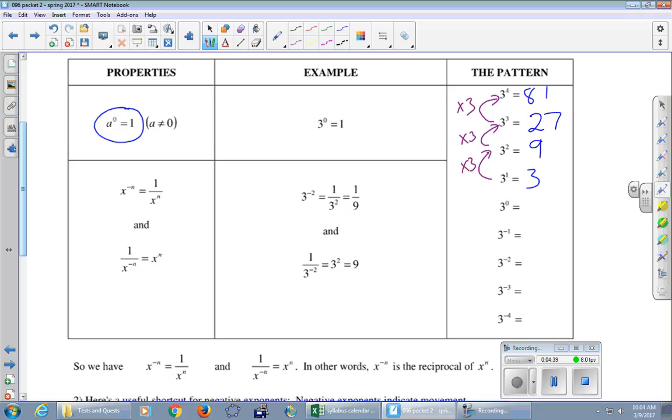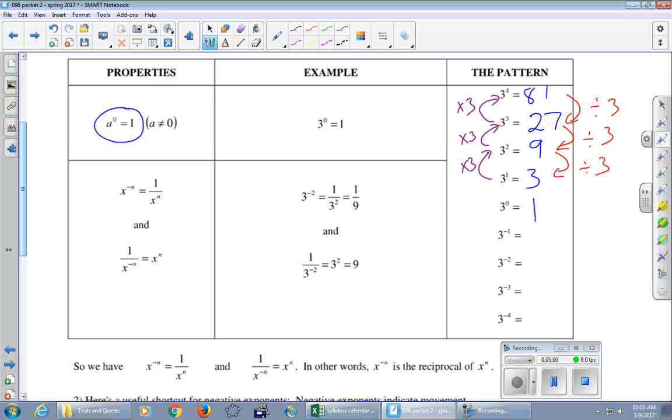So if we're going to work down the chain, we should be dividing by 3, right? And that works perfectly well over here. Divide by 3, 27 divided by 3 is 9, 9 divided by 3 is 3. Keep going with the pattern. 3 divided by 3 is 1.